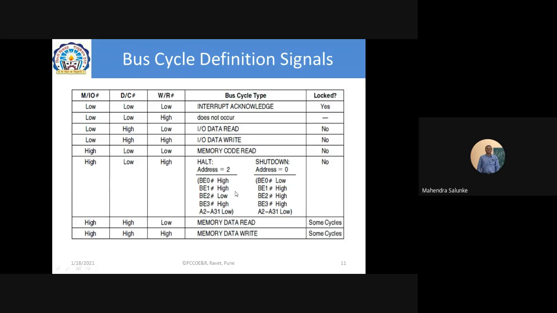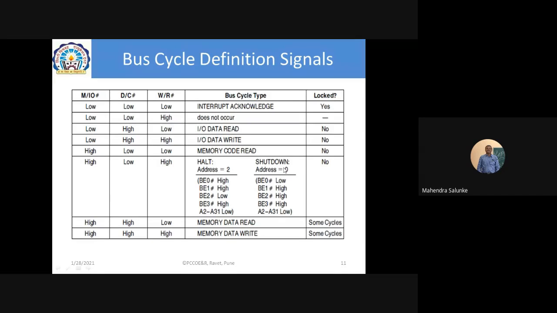So on the external side, we can understand that your processor wants to initiate the halt cycle based on this address and these byte enable signals. The complete address is 2, so A2 through A31 will be low, all zeros. Then BE2 bar will be low, indicating that the address is 2. So with these three inputs, the bus cycle definition signals as high, low, and high, and the address as 2 indicate that it is a halt cycle.